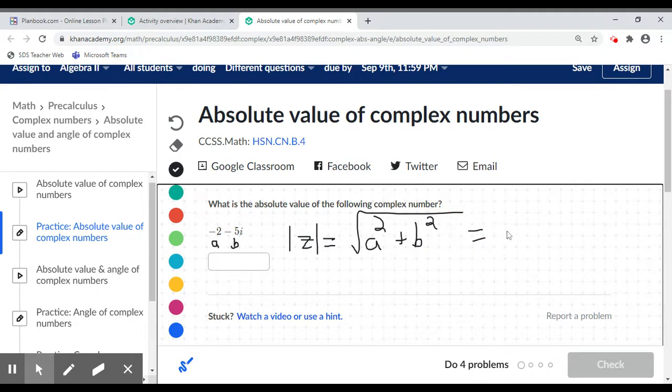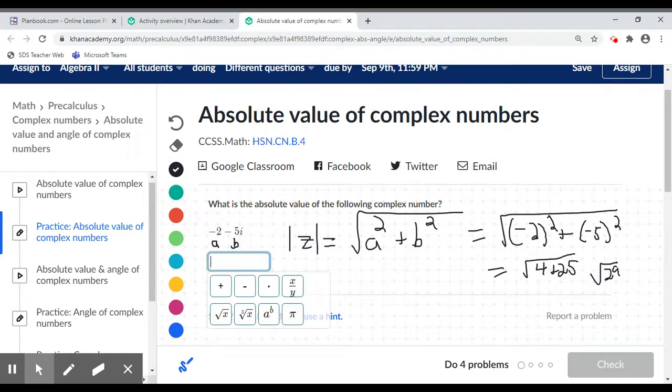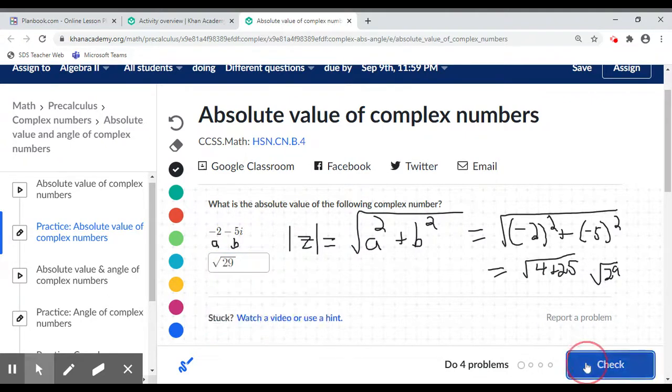So in this example, it's -2 squared plus -5 squared. I end up with the square root of 4 plus 25. I get the square root of 29. Right? And if we can simplify that, then simplify it, but in this case we cannot. And that's the absolute value.